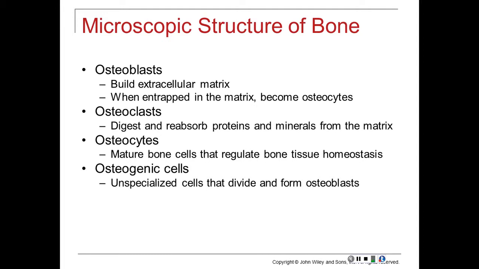Osteocytes are those mature bone cells that were once osteoblasts. They help to regulate bone homeostasis. And osteogenic cells are a special type of stem cell that can divide and become an osteoblast. If your bones are going through a period of non-growth and then all of a sudden they start growing again, these osteogenic cells, which are sometimes called osteoprogenitor cells, they're going to form osteoblasts, and then the osteoblasts can continue to help your bone to grow.